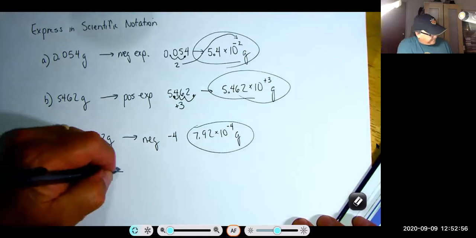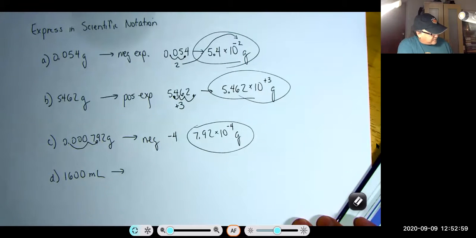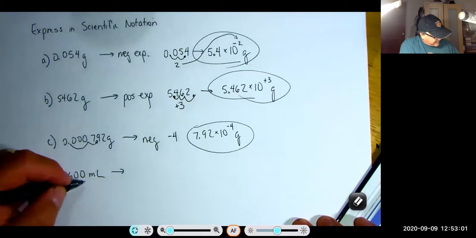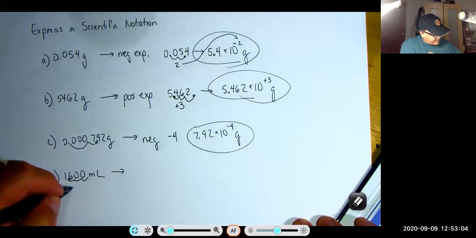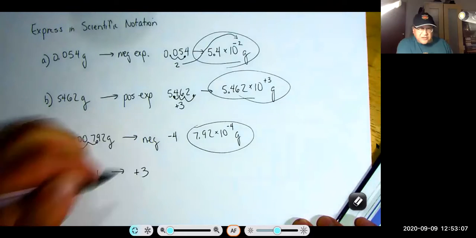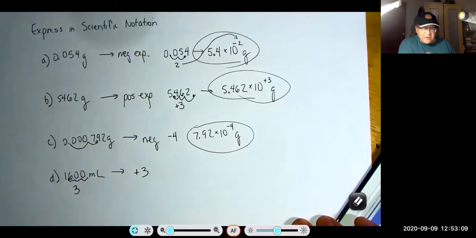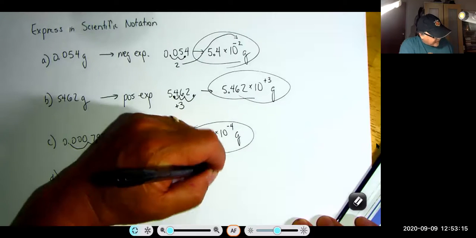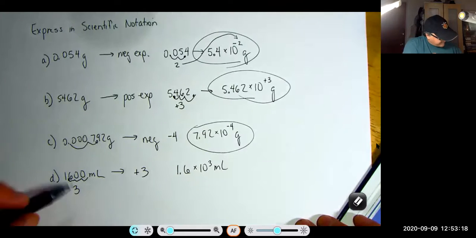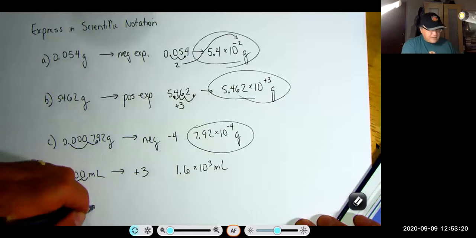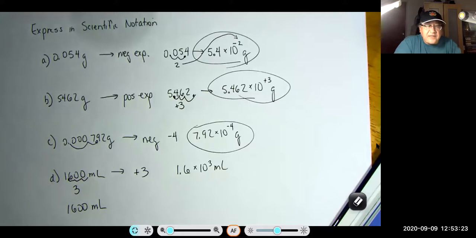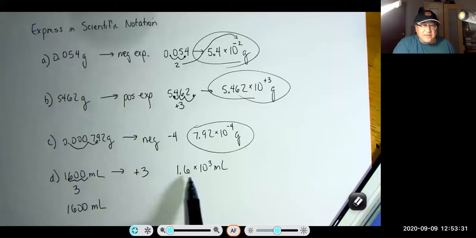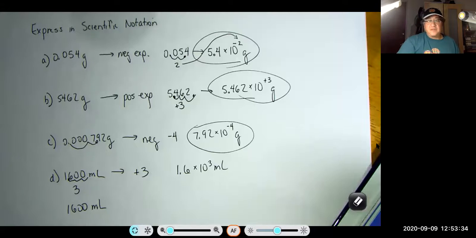Okay, and lastly, this one, we're going to move the decimal over 3 times. It's going to be a positive 3 because the original number is greater than 1. So we get 1.6 times 10 to the 3rd milliliters. Now, why did I drop those 2 zeros on the end? The answer is, according to our significant figures rules, all trailing zeros don't count unless you see a decimal. These don't count. So that's why I don't have them written here. Okay, let's move on.